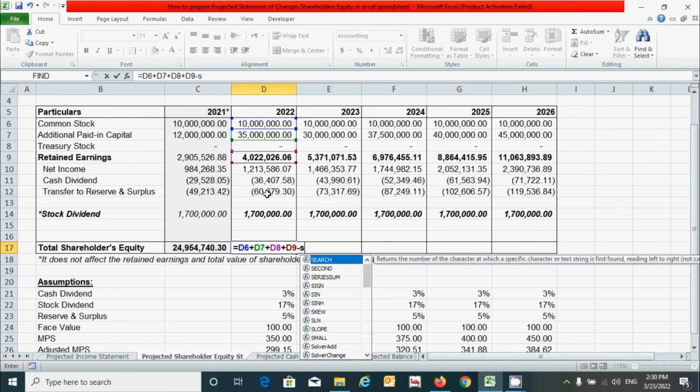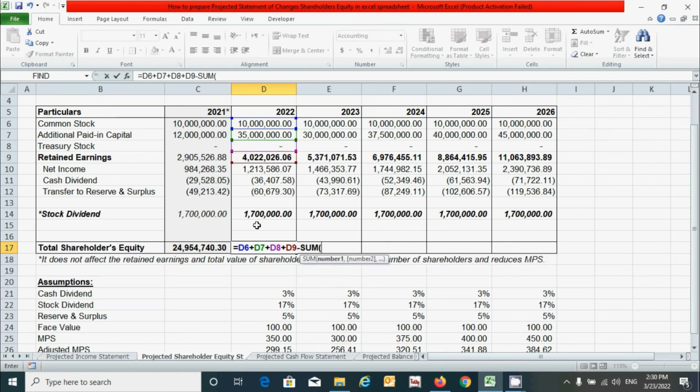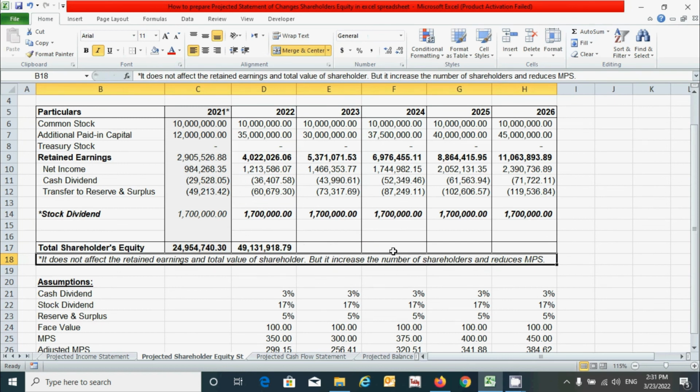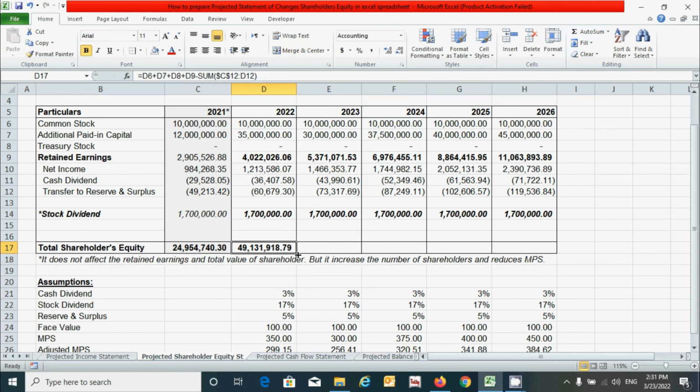Okay, and now tap the sum function here, and we have to calculate the cumulative transfer to reserve and surplus amount. So click here and drag from here to here, and now press the close parenthesis. Now before pressing the enter key, let's fix this column by pressing the F4 key. Alright, now click here and now press the enter key. Alright, now click here and drag from here to here.